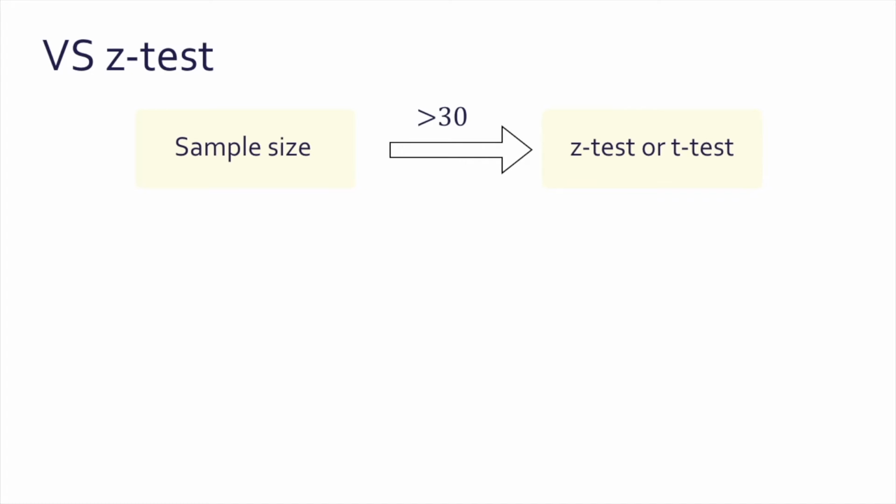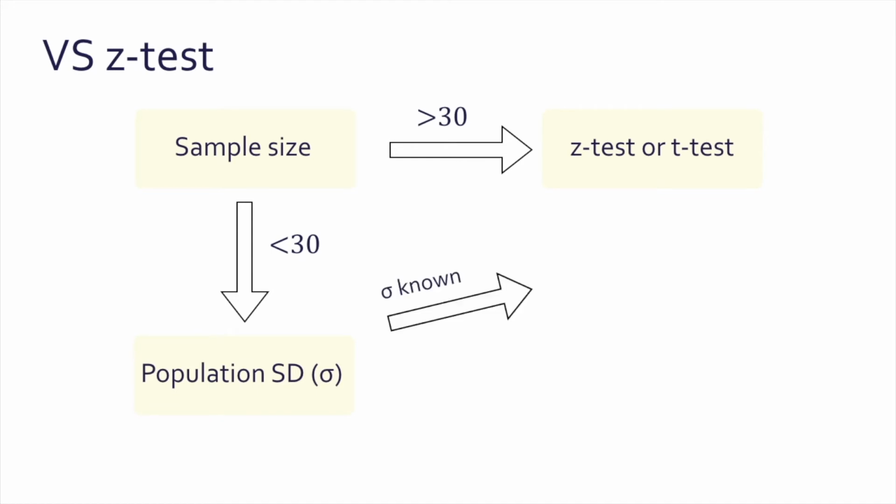However, if our sample size is smaller than 30, we have to ask the second question. Do we know the population standard deviation? If we do know the population standard deviation, we're better off using the z-test. However, if the population standard deviation is unknown, we are going to use the t-test.